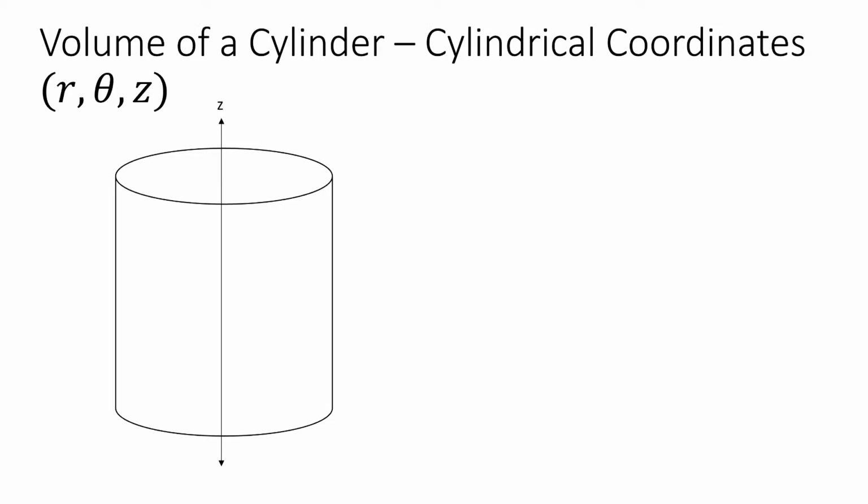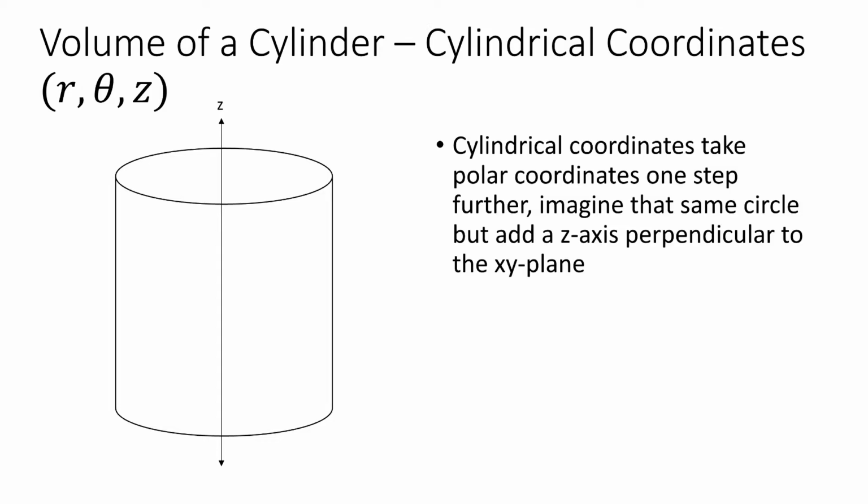When we're looking at cylindrical coordinates, we're not doing much more than we're doing in polar coordinates. We're just adding a third axis. We're adding a z-axis perpendicular to that xy plane. And if we think about a circle on the xy plane centered at the origin, and then we take that circle and we stretch it out, we pull it up through that z-axis, we'll get our cylinder.